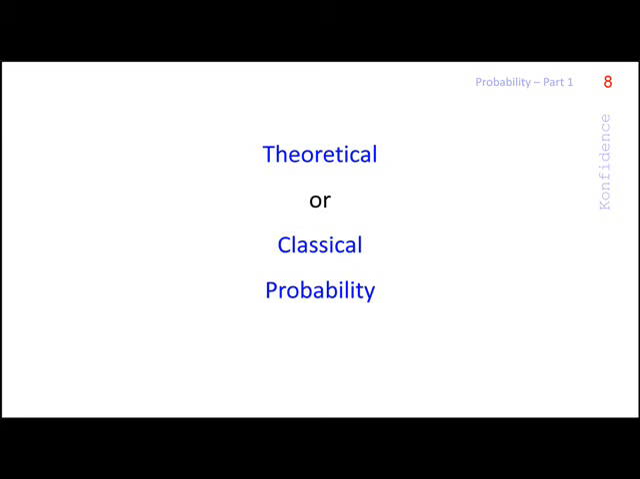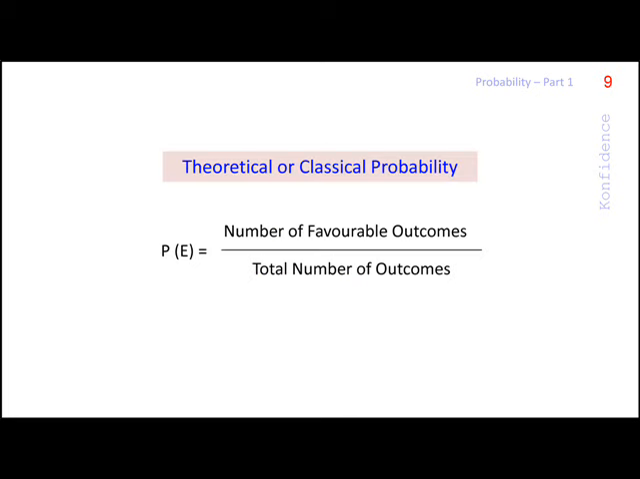In this case, the probability of occurrence of the event was found using a theoretical approach. This probability is sometimes called classical probability. As per the theoretical or classical definition, probability of an event P(E) is equal to the ratio of the number of favorable outcomes to the total number of all possible outcomes of the experiment.